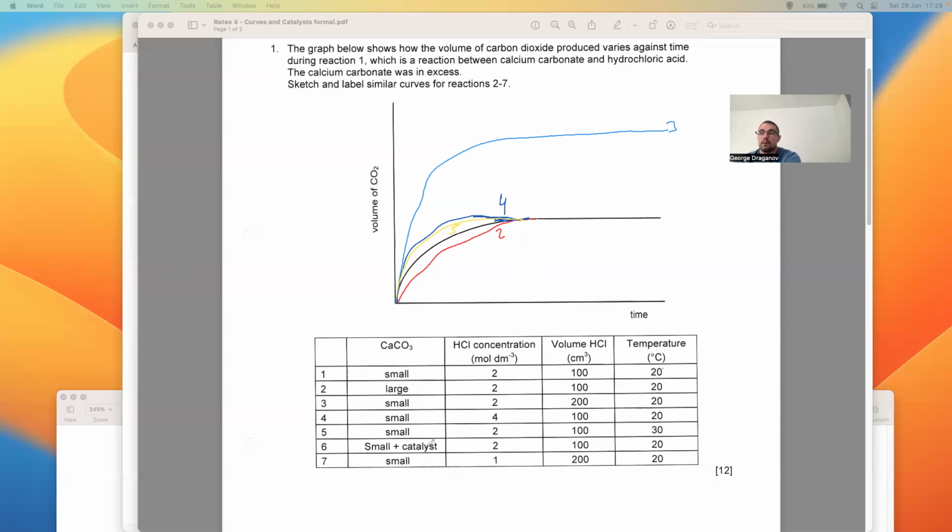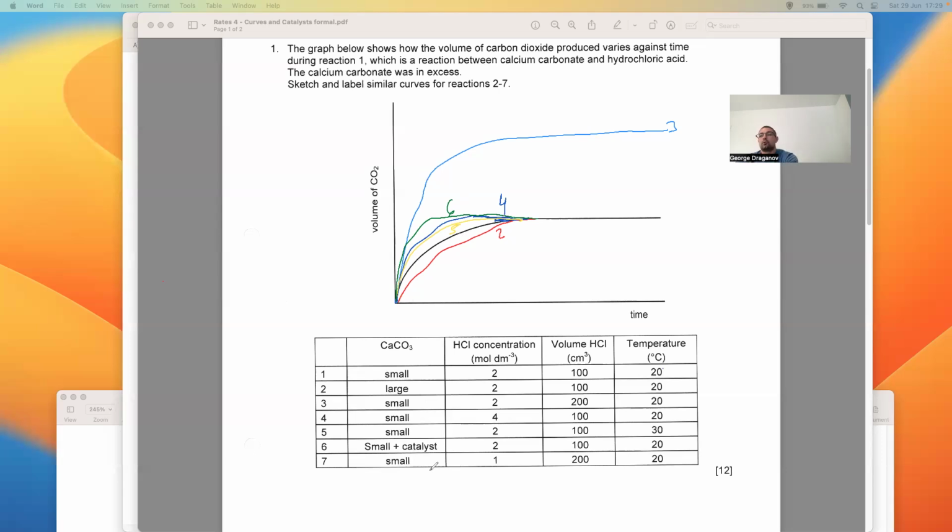Small, and catalyst. That's the only change. 2, 2, 100, 100, 20, 20. Catalyst would be faster and finish at the same point. I'm running out of space, and I'm going to go for a dark green, and I'm just going to go like this, because it should finish again the same, but be faster. Again, it doesn't matter which of these are faster out of 6, 5, and 4. It just has to be faster than the black line.